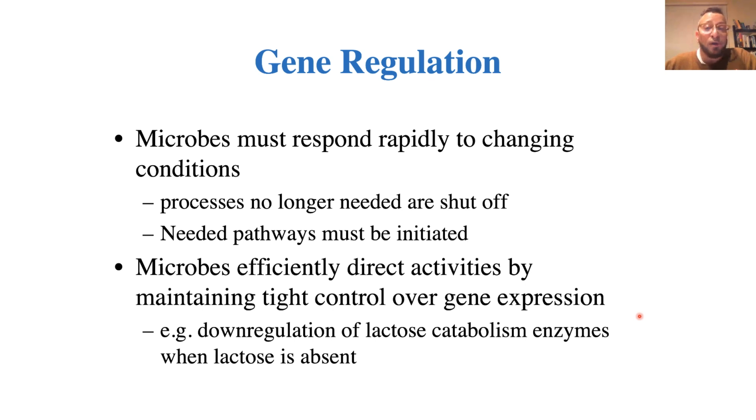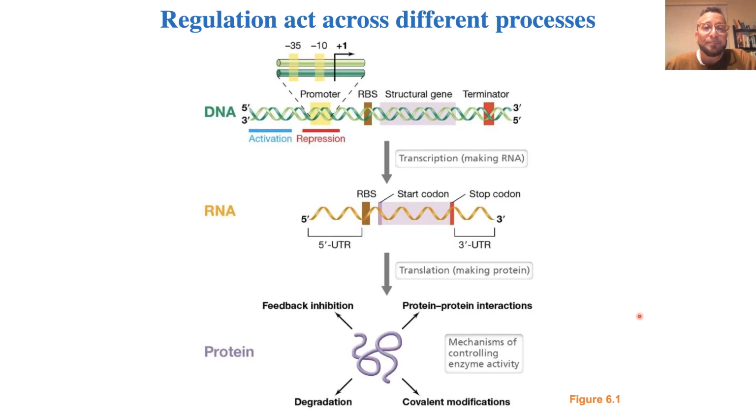Processes that are no longer needed get shut off. Processes that are needed will only be turned on when they're needed, so they have to be initiated. Microorganisms have developed efficient ways to maintain a tight control over gene regulation and gene expression. For example, think about the downregulation of the lactose enzymes when lactose is absent. We're going to be looking at that in more detail later today.